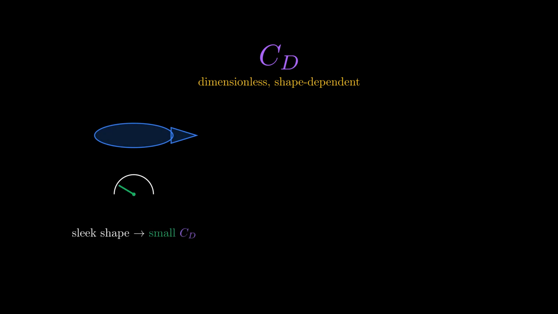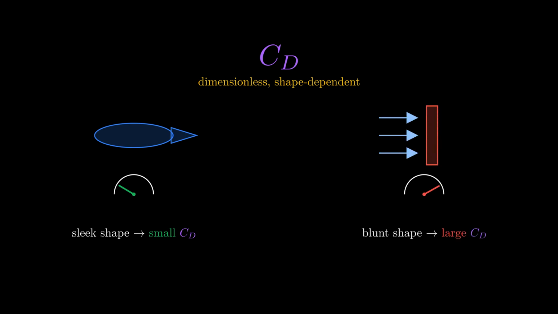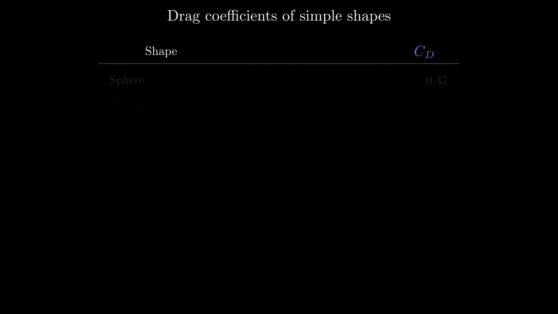That drag coefficient, C sub d, deserves a closer look. It is a pure number, dimensionless, that captures how streamlined or blunt an object is. A sleek shape slips through the air with a small coefficient. A blunt shape drags a large one. Each value in the table that follows was measured at a Reynolds number of about 10,000, a standard benchmark for this kind of flow. Here are drag coefficients for some simple shapes.